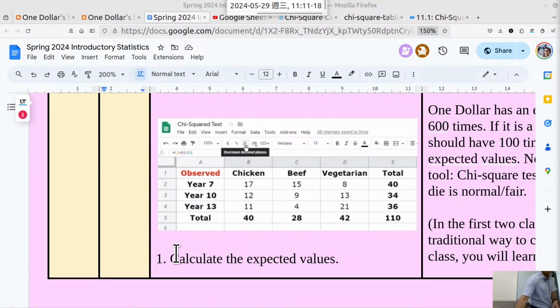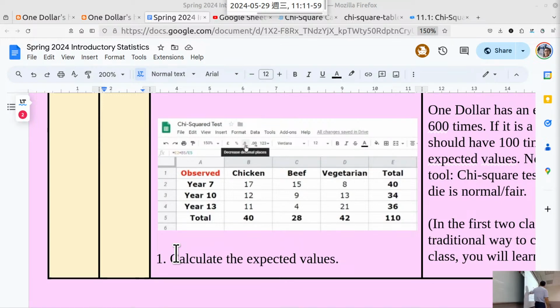In a certain campus, there are elementary school students and high school students. And in the cafeteria, there are three choices. The first one is chicken. Second one is beef. Third one is vegetarian. And three groups of students. They are graded year of 7, 10, 13, three age groups. And they want to know whether the age affected the choice of the meals. Or in other words, can we find the differences between them?